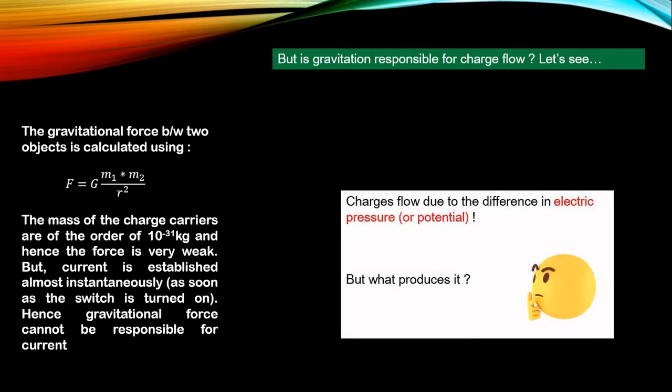Charges flow due to the difference in electric pressure, which can also be called electric potential. But what produces electric pressure in our common circuits? Let's find out.